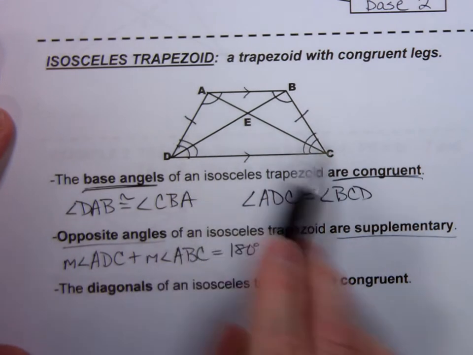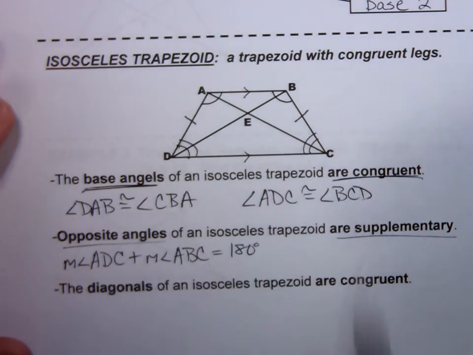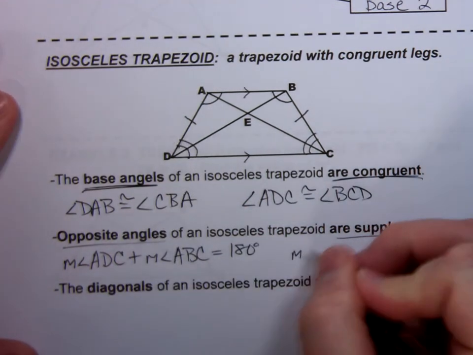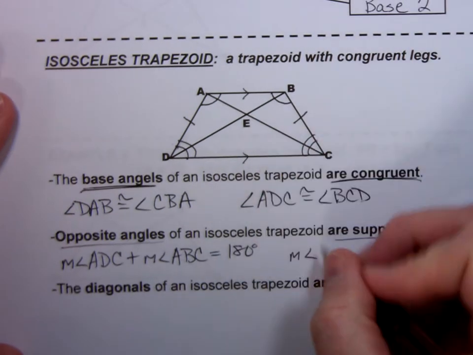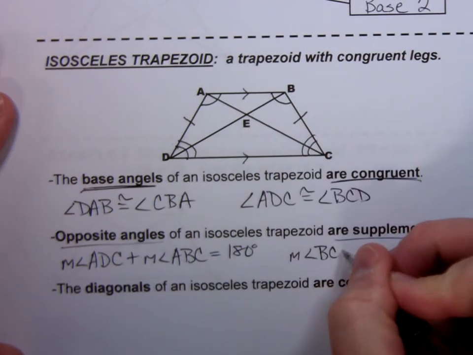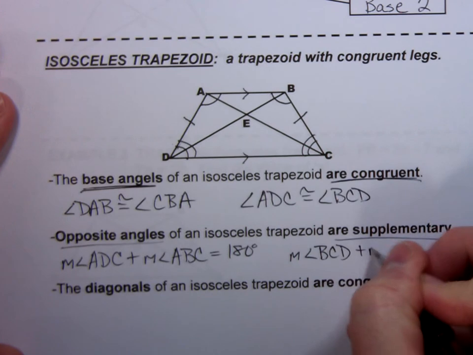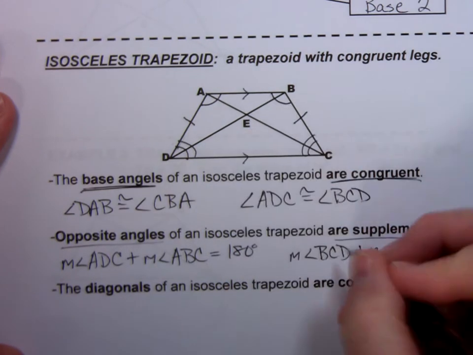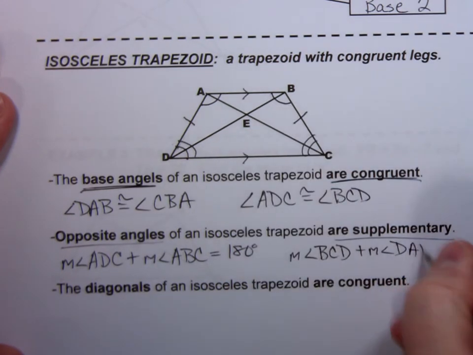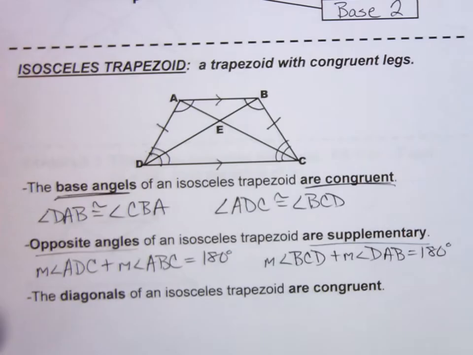Now I can also write the statement about these two being supplementary because they're also opposite angles. So the measure of angle BCD plus the measure of angle DAB is equal to 180 degrees.